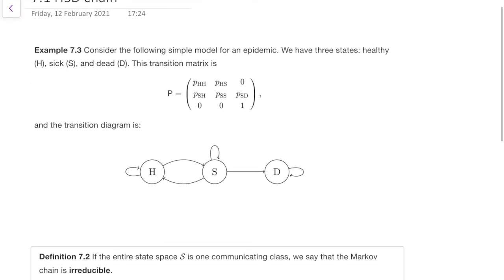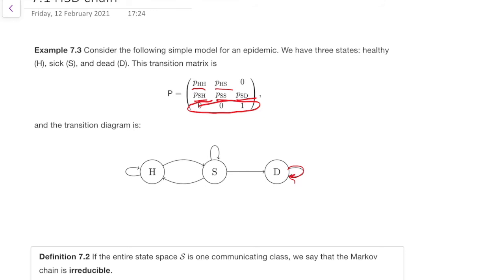I made this simple model of an illness where you have 3 states. You can be healthy, you can be sick, or you can be dead. And so in this Markov chain, which you can see here, if you're healthy, you might stay healthy, or you might become sick. If you're sick, you might recover and become healthy. You might remain sick, or you might die. But if you die, you stay dead, and you stay in the death state here.